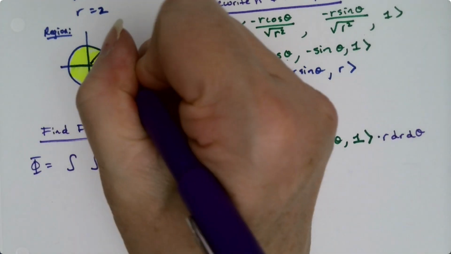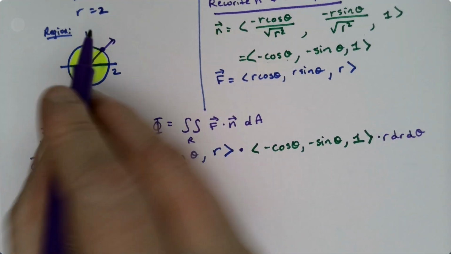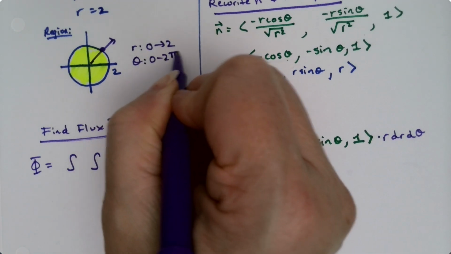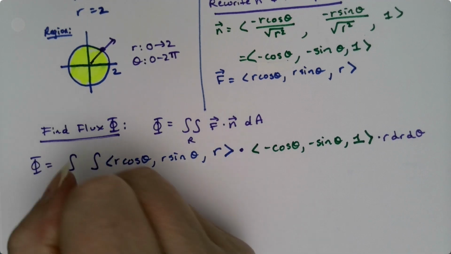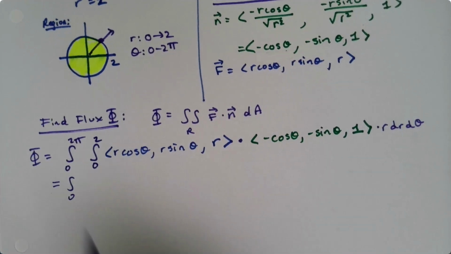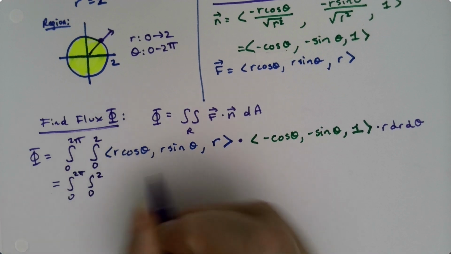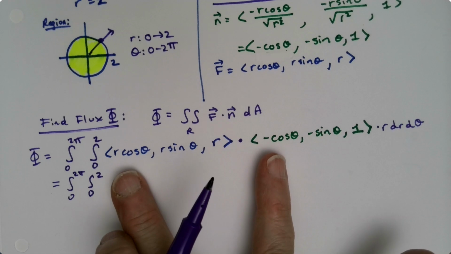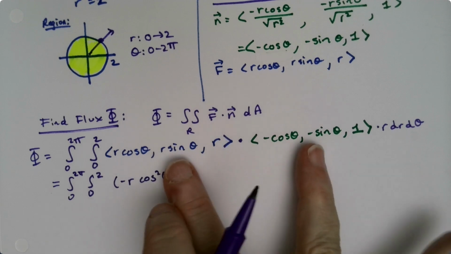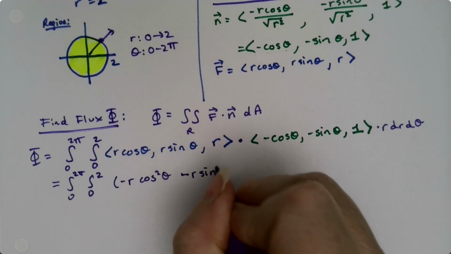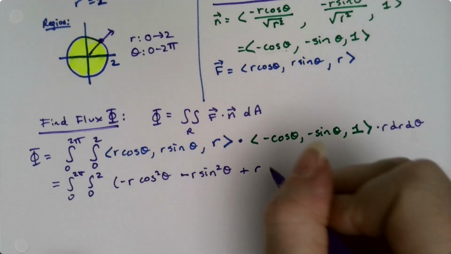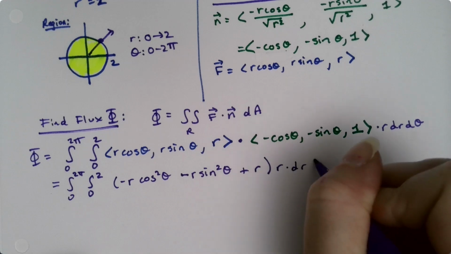Now what about r and theta? I didn't bother to find them, but they're obvious. r goes from 0 to 2. Theta goes from 0 to 2 pi. Standard issue. So I'm going to write 0 to 2 pi, 0 to 2, and then I'm going to multiply these. So this is negative r cosine squared, and then minus r sine squared, plus r, and all of that's times r dr d theta.